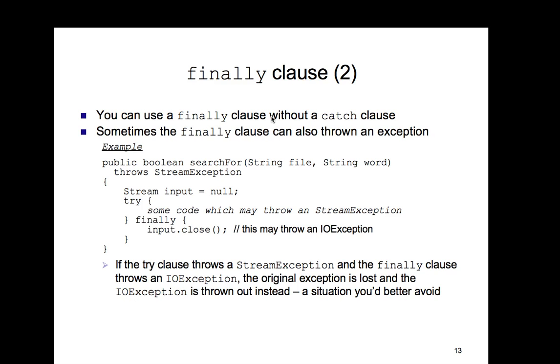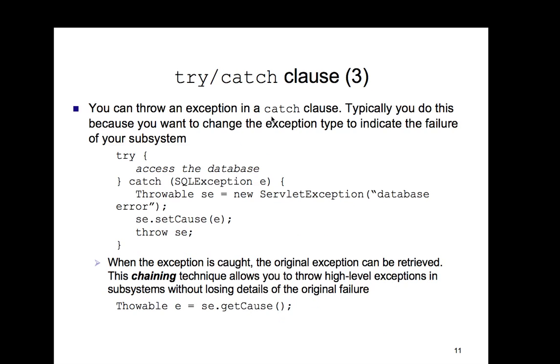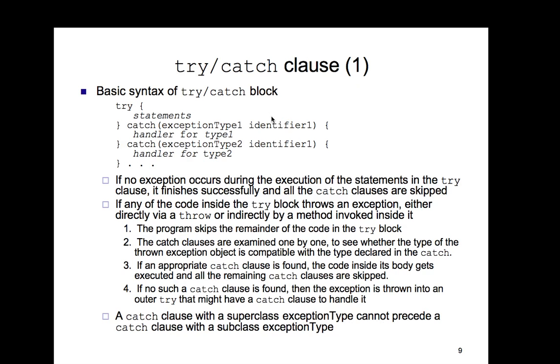So if the try clause throws a stream exception, and the finally clause throws an IO exception, the original exception is lost, and the IO exception is thrown outside instead. A situation you better avoid, essentially. So what you want to do is to go back and chain them all together.